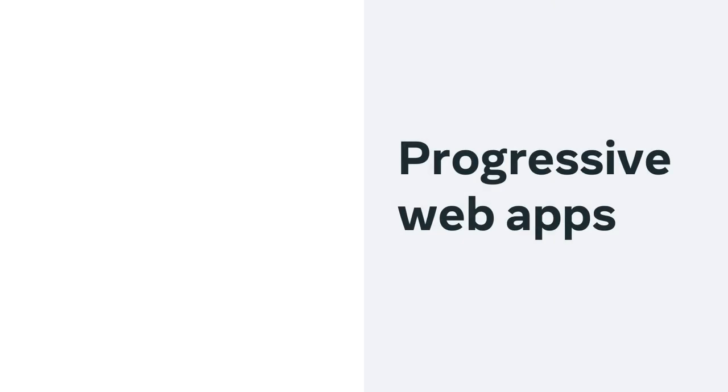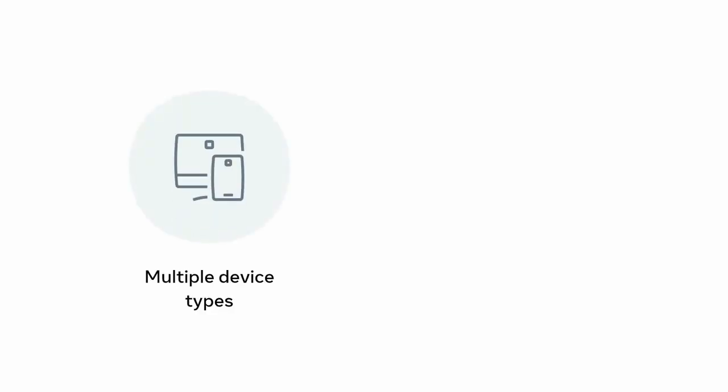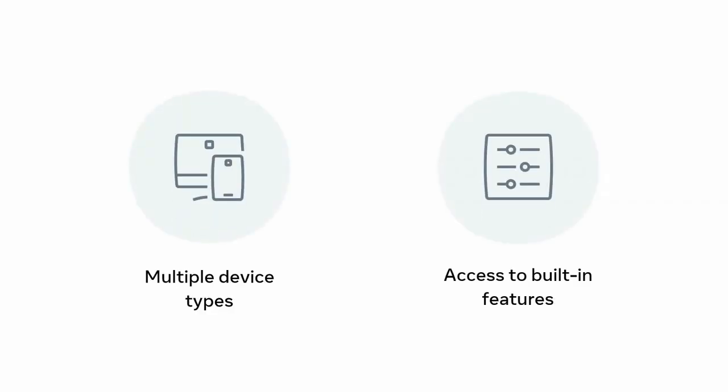One is a Progressive Web App, or PWA. This allows for greater integration with the device. PWAs can be installed on multiple types of devices, and they can access most of the built-in features of the device. However, PWAs still use web technologies and require the browser's engine to run.